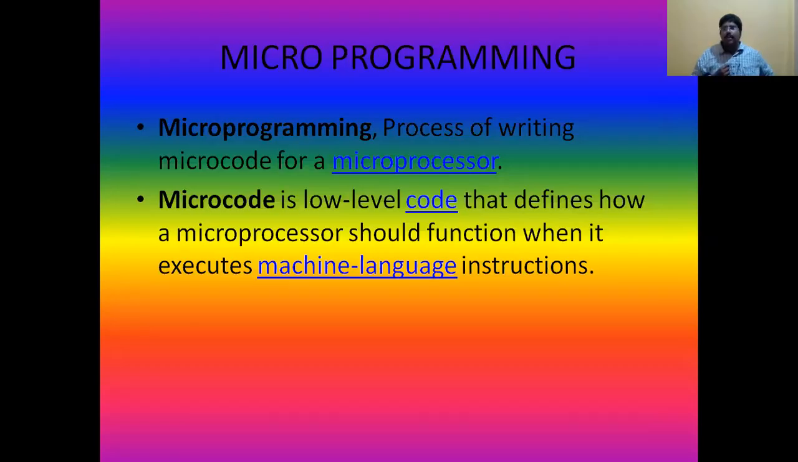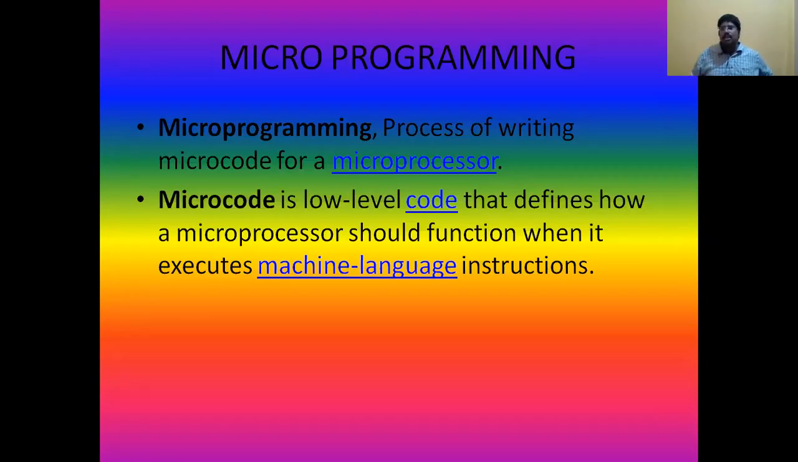It is low level in the sense of binary language. Binary language means machine language, so it is in the form of zeros and ones. So microcode is a low level code that defines how a microprocessor should function when it executes the machine level instructions. What is meant by machine level instructions?